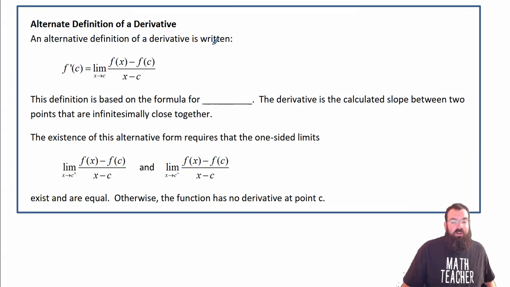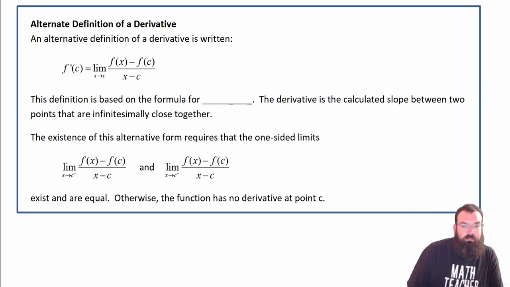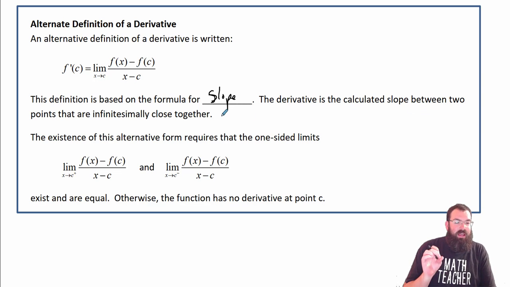Here's the alternate definition of a derivative. This is what we did last year. This is one of our 2 definitions of the derivative. So f prime at c, the value that you're trying to find, is equal to the limit as x approaches c of f of x minus f of c, over x minus c. So this definition is based on the formula for slope, y2 minus y1. The derivative is the calculated slope between 2 points that are infinitesimally close together.